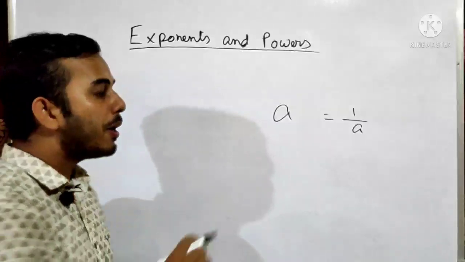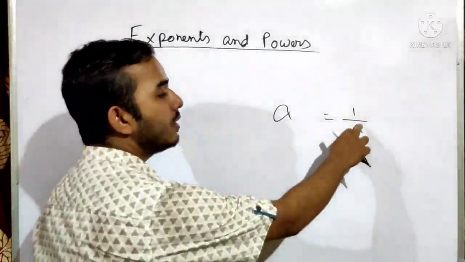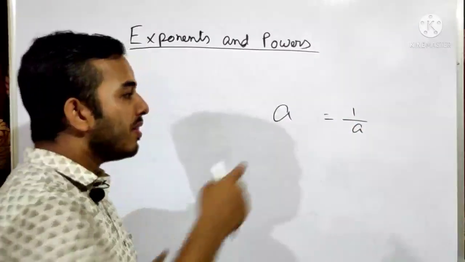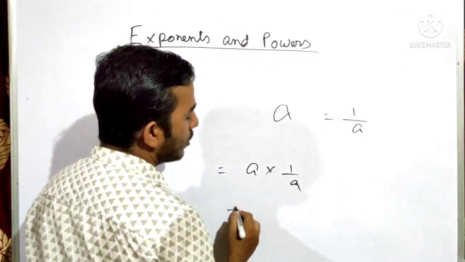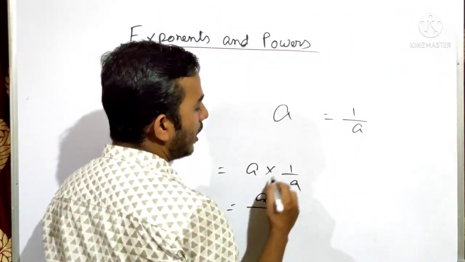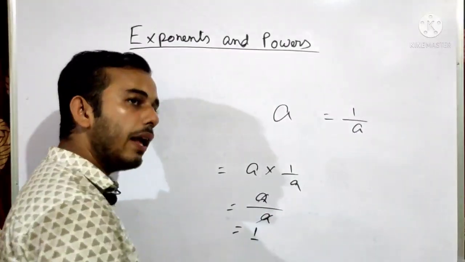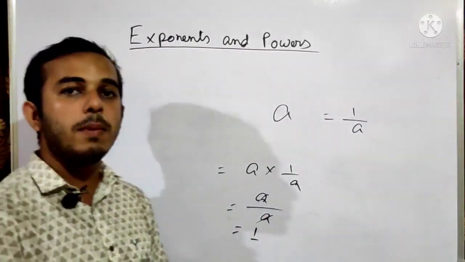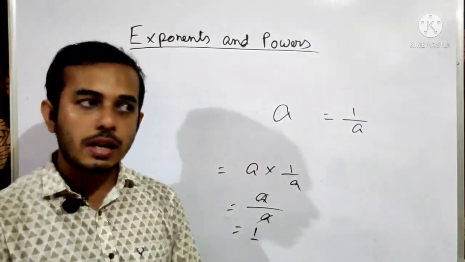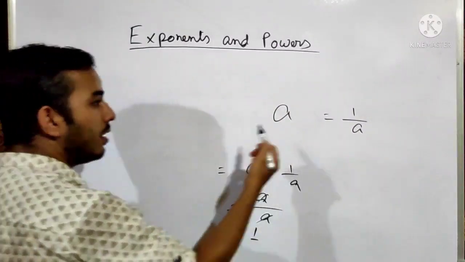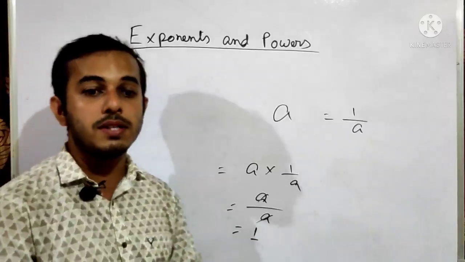Look here, if we multiply a with its multiplicative inverse, what is the multiplicative inverse of a? Its multiplicative inverse is 1 by a. So if we multiply a into 1 by a, numerator into numerator, a into 1 is a, divided by a cancel, the result is 1. Clear? If a question comes, write the multiplicative inverse of, for example, 7, your result will be 1 by 7.